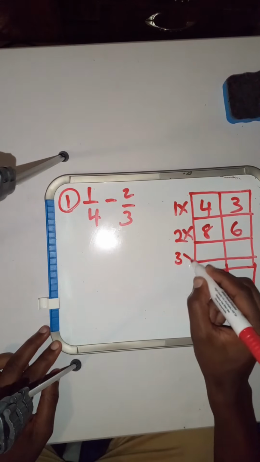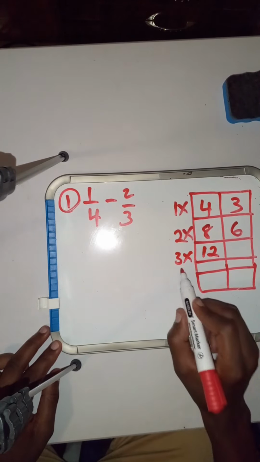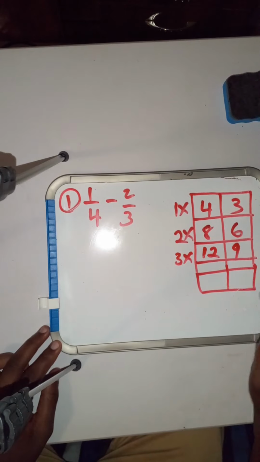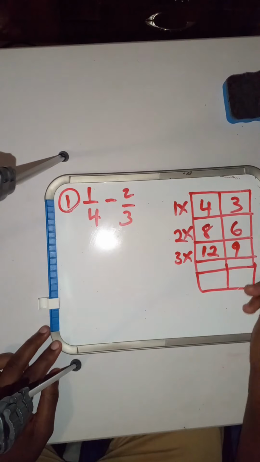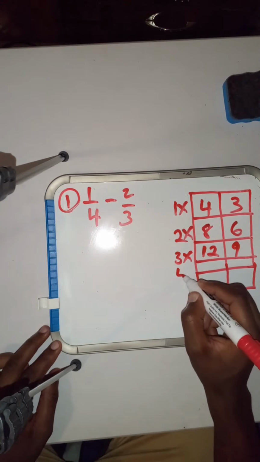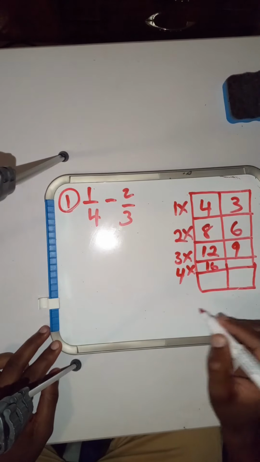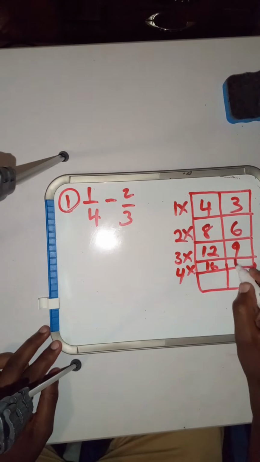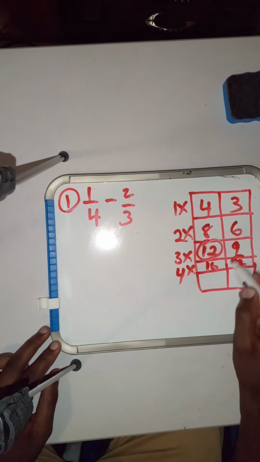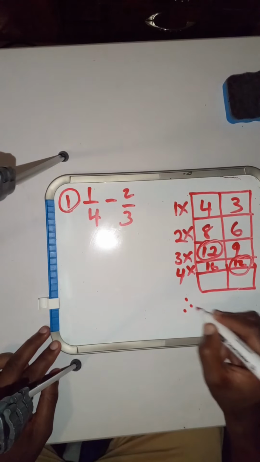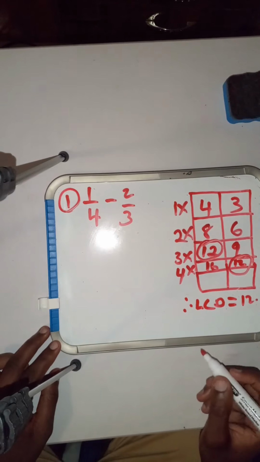Now I need to move on and multiply by 3. 3 multiplied by 4, that is 12. 3 multiplied by 3, that is 9. Because I haven't seen any number that is similar on both sides, I move on to 4. 4 multiplied by 4 is 16. 4 multiplied by 3 is 12. There we go. Now I have 12 here and I have 12 here. Therefore, our LCD is 12.